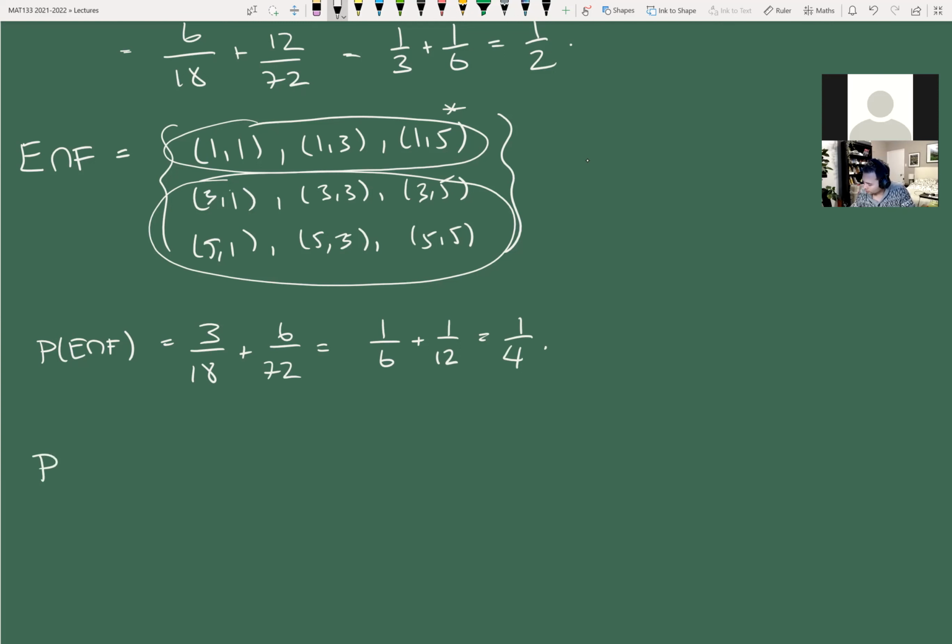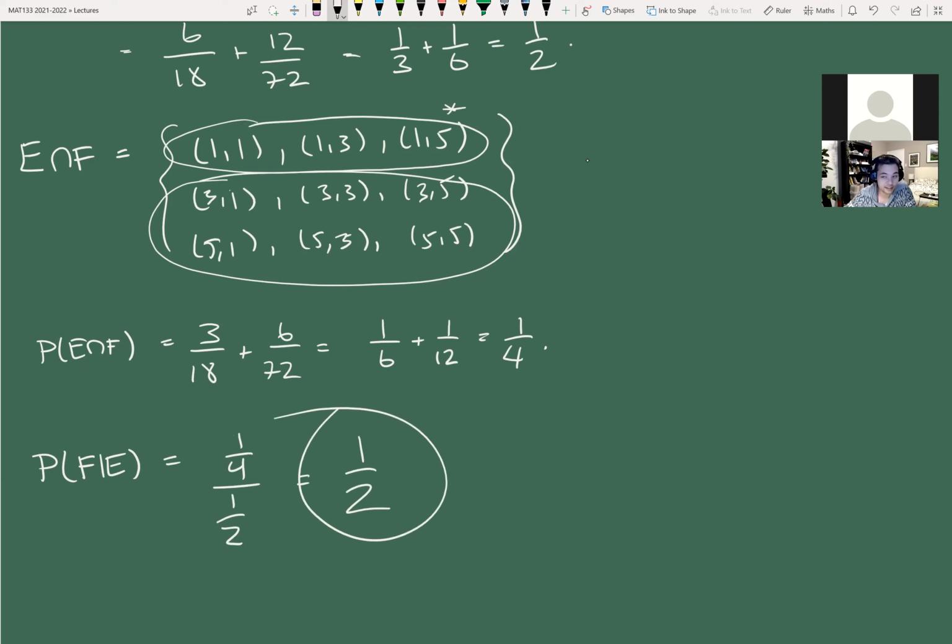Okay, and so now the conditional probability, the probability of F given E, is going to be 1/4 divided by 1/2, which lo and behold is a half. So actually the events were not interesting in this question, because we got the same answer as if the events were equiprobable. But for those of you looking for a loaded die question, does that make sense on how you do it?